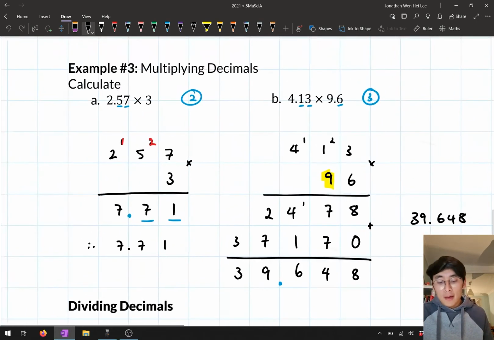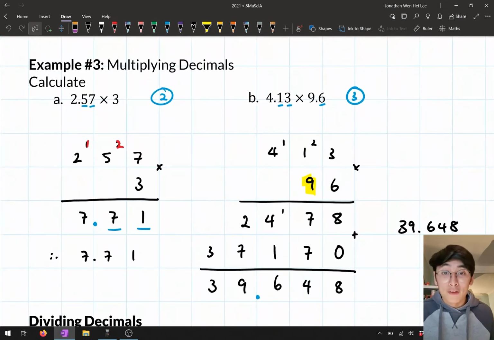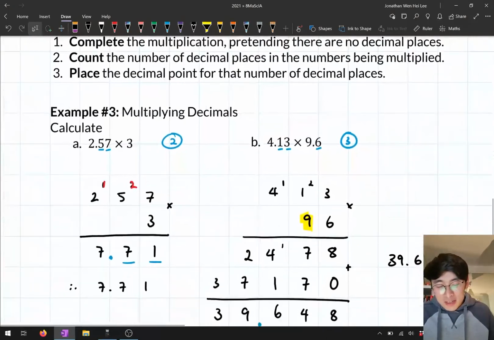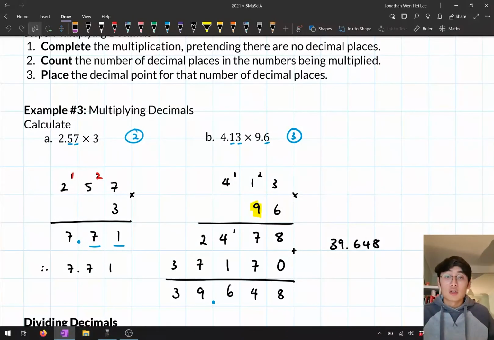So that's how we multiply with decimals. What we want to do is we want to firstly pretend like there's no decimal point there at all and just do regular long multiplication. Then from there, we just want to count up how many decimal places there are altogether in both of the numbers. Not just one of them, but both of them. Then once we've counted them up, we're just going to start from the right and then we move to the left, that number of decimal places, and we're just going to put the dot where we've counted. So that's how we multiply with decimals.